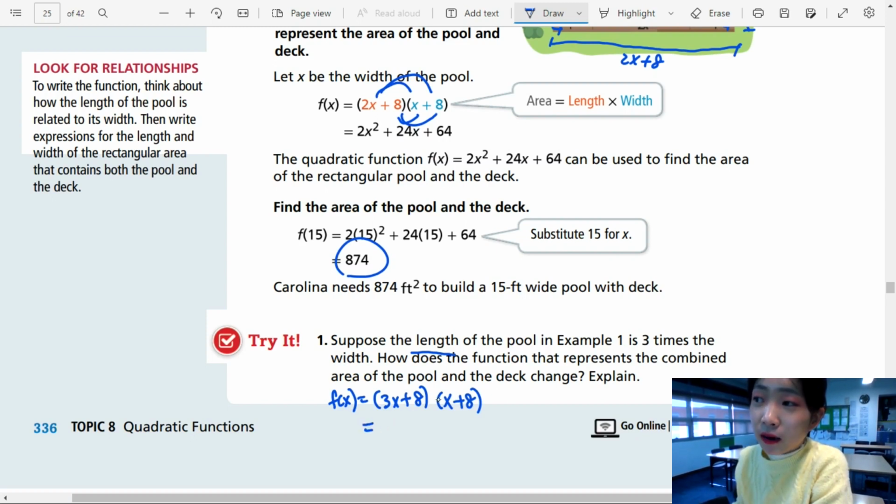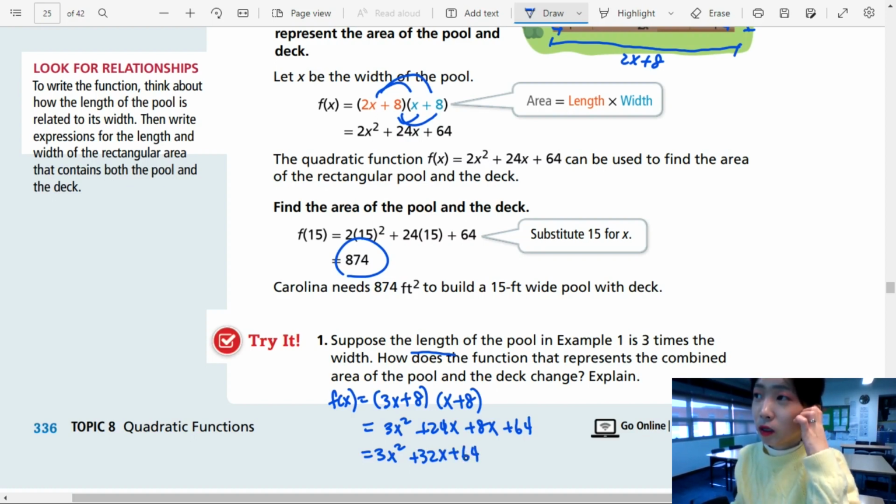So you multiply that out again, use the FOIL method: 3x times x is 3x squared, 3x times 8 is 24x, 8 times x is going to be 8x, and then 8 times 8 is 64. So you combine like terms and you have 3x squared plus 32x plus 64, right? So that's your new equation, and plug in 15 for the area.